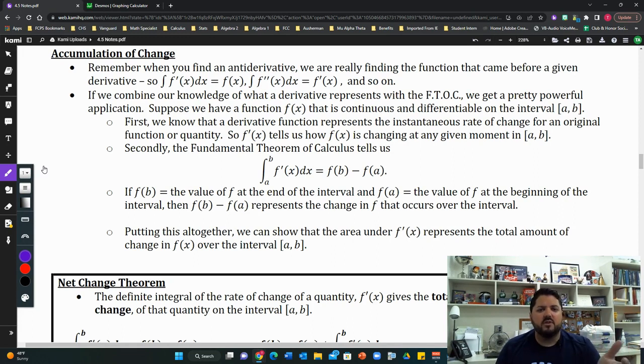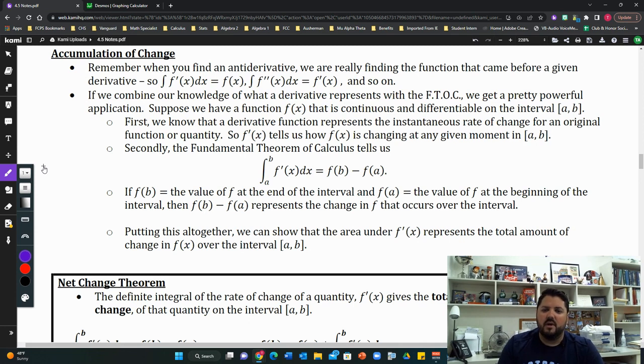So suppose we have a function f of x that's continuous and differentiable on the interval a to b. First, we know that a derivative function represents the instantaneous rate of change for an original function or quantity. So f prime tells us how f of x is changing at any given moment in the interval a to b. Secondly, the fundamental theorem of calculus tells us that if I integrate f prime of x dx from a to b, that integral is equal to f of b minus f of a.